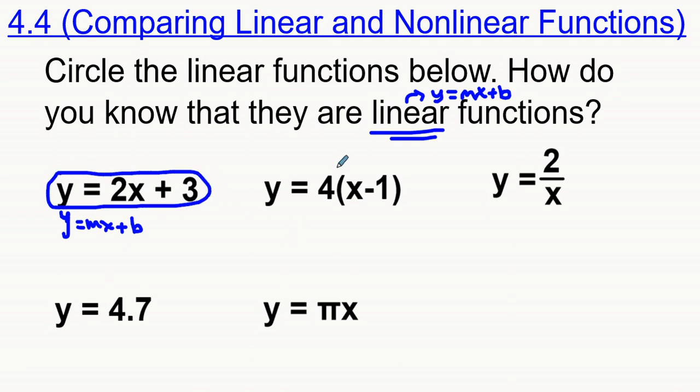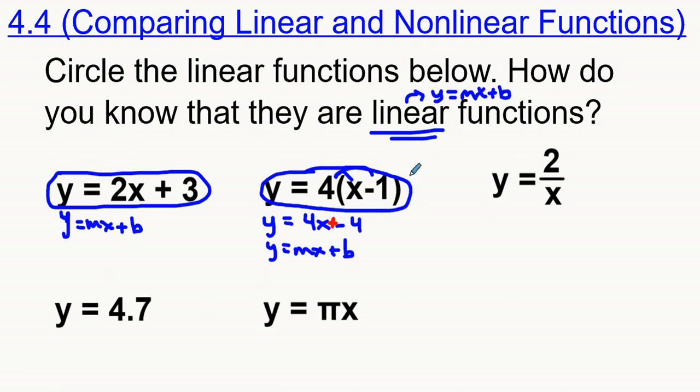This one, if we simplify it and we distribute the 4, we get y equals 4x minus 4. And again, this is y equals mx plus b. If it helps you visualize, I could put a plus a negative 4, which is the same as 4x minus 4. So it is y equals mx plus b. So I can circle this one.